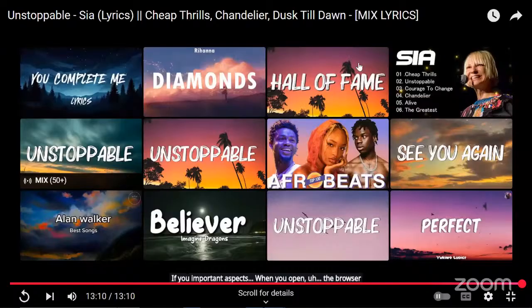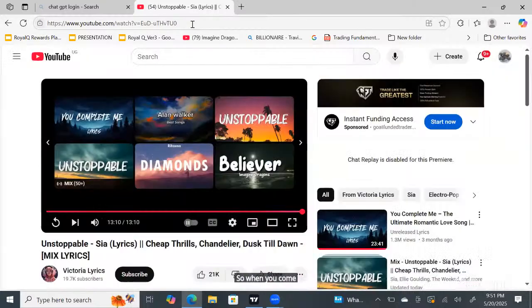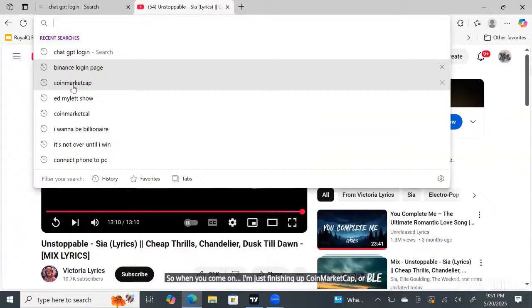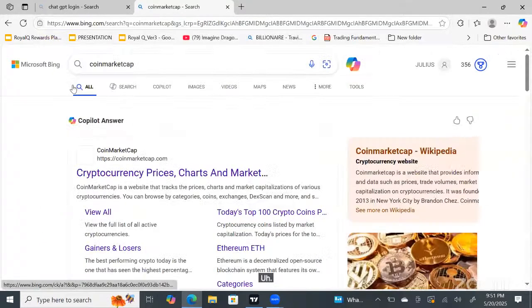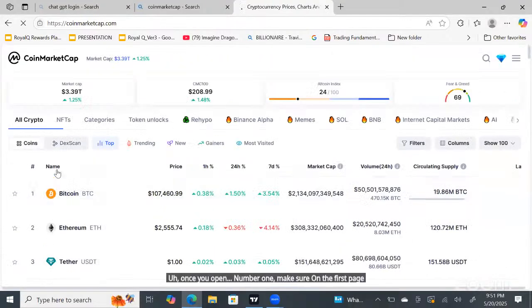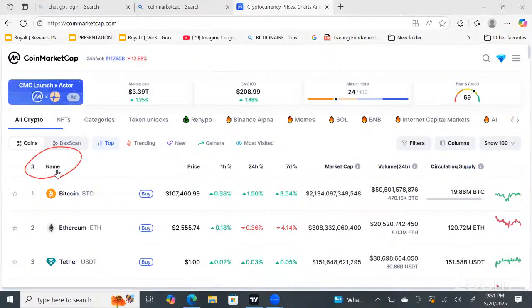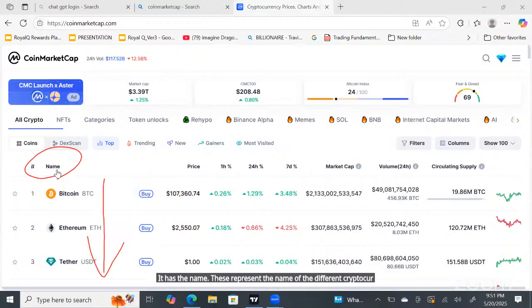Having said that, let me share my screen. A few important aspects when you open the browser. When you open CoinMarketCap or CoinGecko, any of the browsers, number one, make sure that on the first page of CoinMarketCap, it has the name. This represents the name of the different cryptocurrencies that we have.